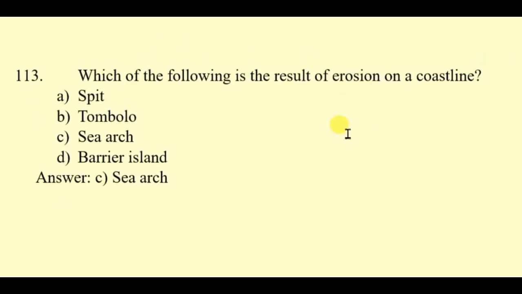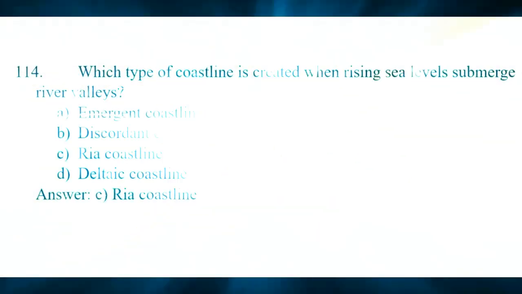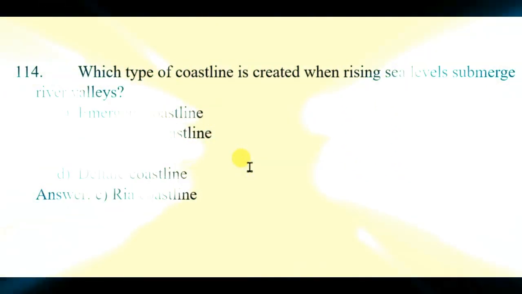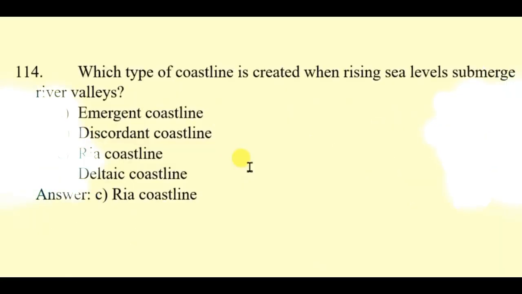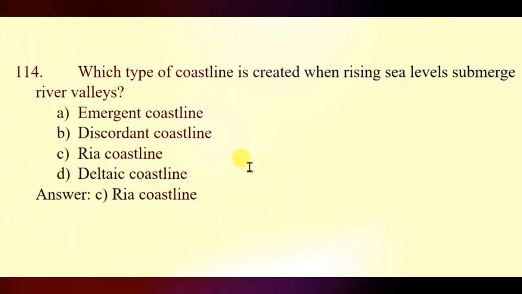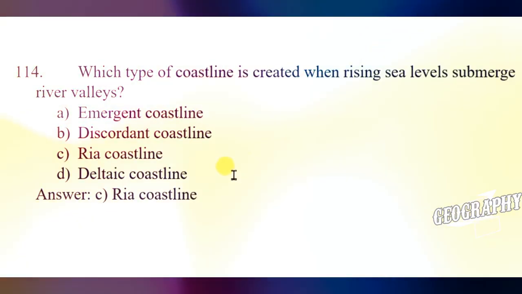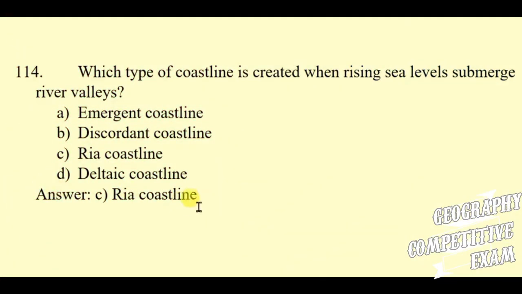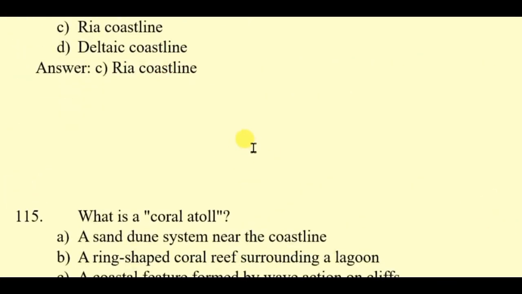Question 113. Which of the following is a result of erosion on a coastline? Spit, tombolo, sea arch, barrier island. Here the right answer will be sea arch, which is an erosional landform. Question 114. Which type of coastline is created when rising sea level submerges river valleys? Emergent coastline, discordant coastline, ria coastline, deltaic coastline. Here the correct answer will be ria coastline, where submergence has occurred.